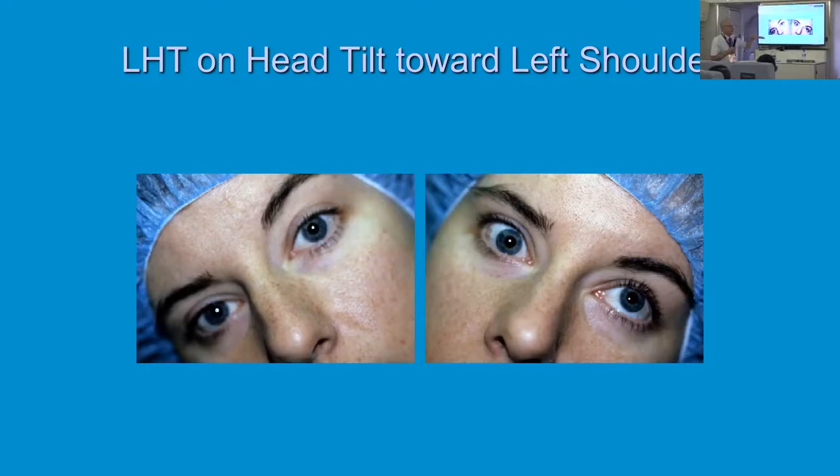Here's how I remember that. It's L. It's left, right, left. Left, right, left: left superior oblique palsy. So therefore, right, left, right is right superior oblique palsy. If you remember nothing else, remember that.